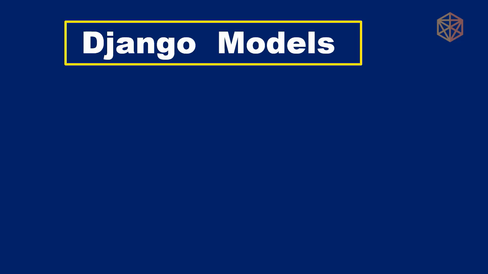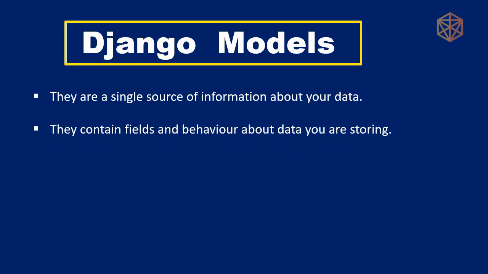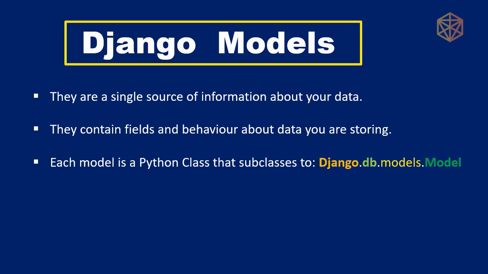What is a model? A model is a single source of definition about the data that you are storing in your database. Each model contains fields and behaviors about the data that you are storing. Each model is a Python class that subclasses django.db.models.Model. Each attribute of a model represents a database field.